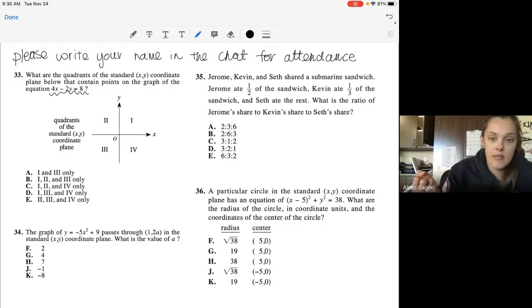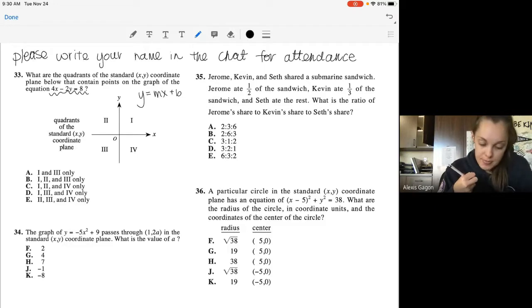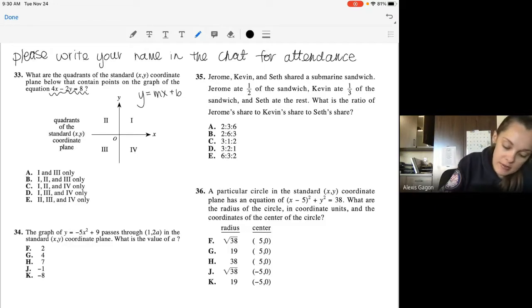It's basically a linear equation, right? We just need to get it in the form of y equals mx plus b, and we can graph this pretty easily. So I'm just going to rearrange some stuff here. If we have 4x minus 2y equals 8, I'm going to subtract that 4x over, so I get negative 2y equals negative 4x plus 8. Divide everything by negative 2, and I'm left with y equals 2x minus 4.